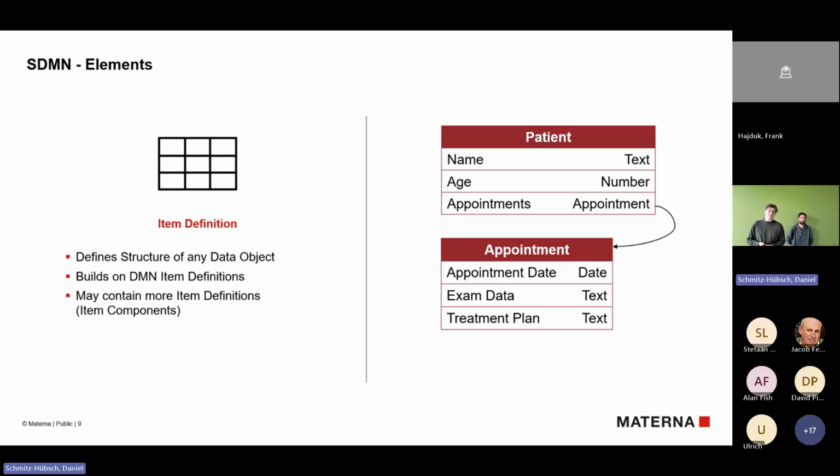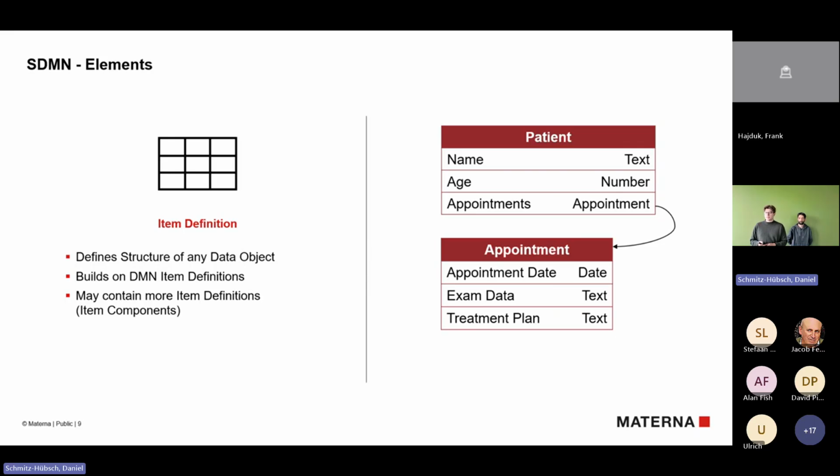Next, we have the other big element. It's the item definition. It defines the structure of any object. For those of you who are deep into the DMN standard, they also have item definitions, and SDMN builds like a wrapper around the DMN item definition. So it's not really that different from the thing in DMN. It contains some more attributes to be compatible with the other standards.